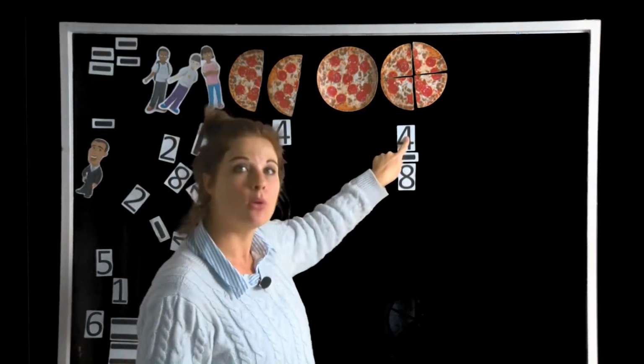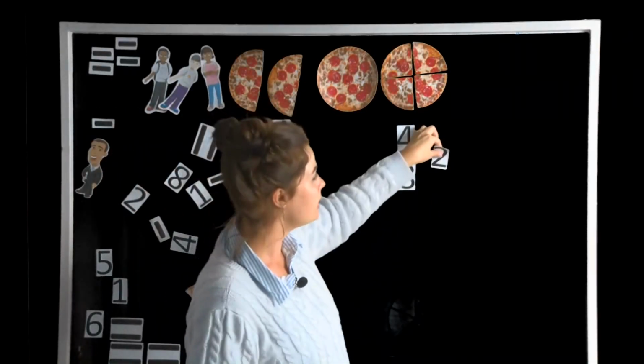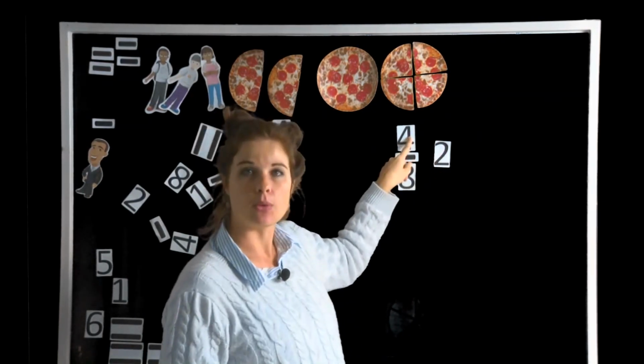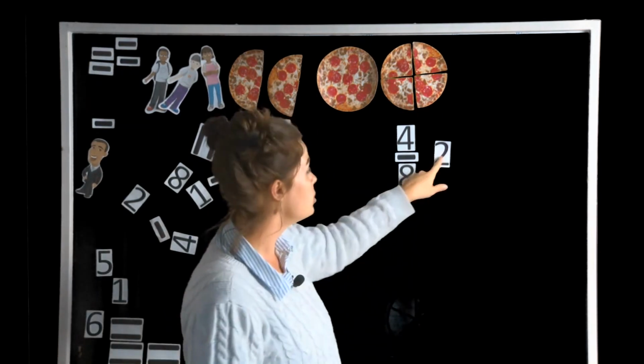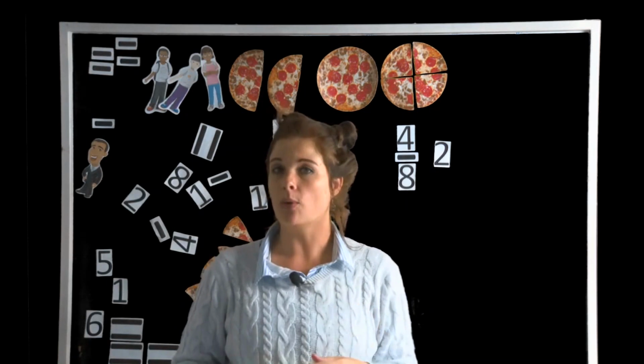We must find a number that can divide into 4 and 8. An example of such a number is 2. So how many times can 2 go into 4? The answer is 2 times. How many times can 2 go into 8? Obviously 4 times.